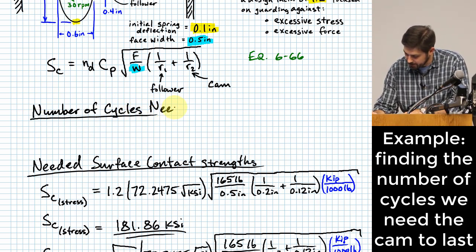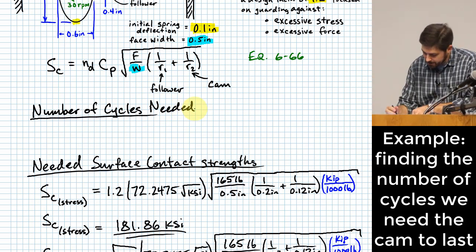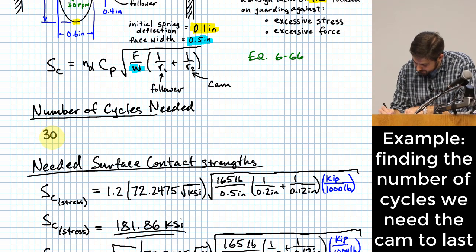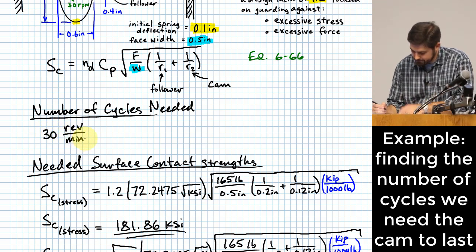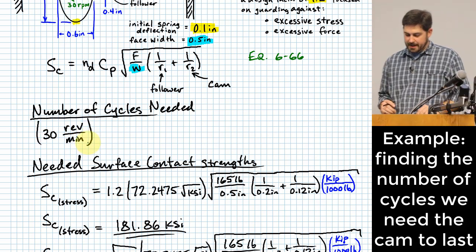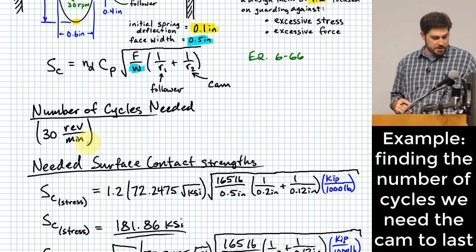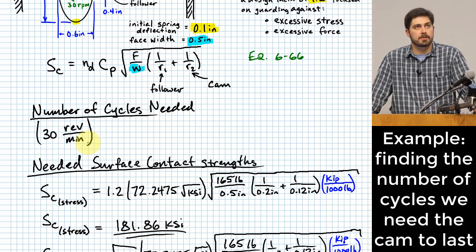And this is how many cycles we need it to last. All right, so we have 30 RPM. That's 30 revolutions per minute. If I take that, how many stress cycles do I have on one of my peaks per revolution?